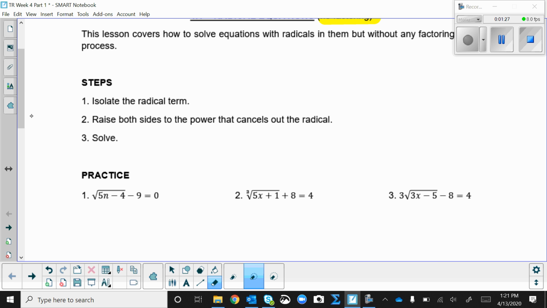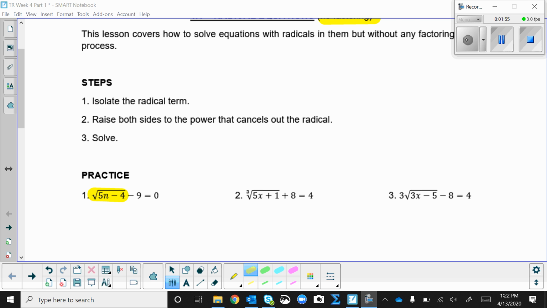Now let's talk about this very first step. It says to isolate the radical term. Well, we know from other kinds of solving equations, when it tells you to isolate a term, it means to get it all by itself. But let's talk about what it means to isolate the radical term. That means you look at your equation and you find the piece of it or the portion that has the radical. And in number 1, it's right here.